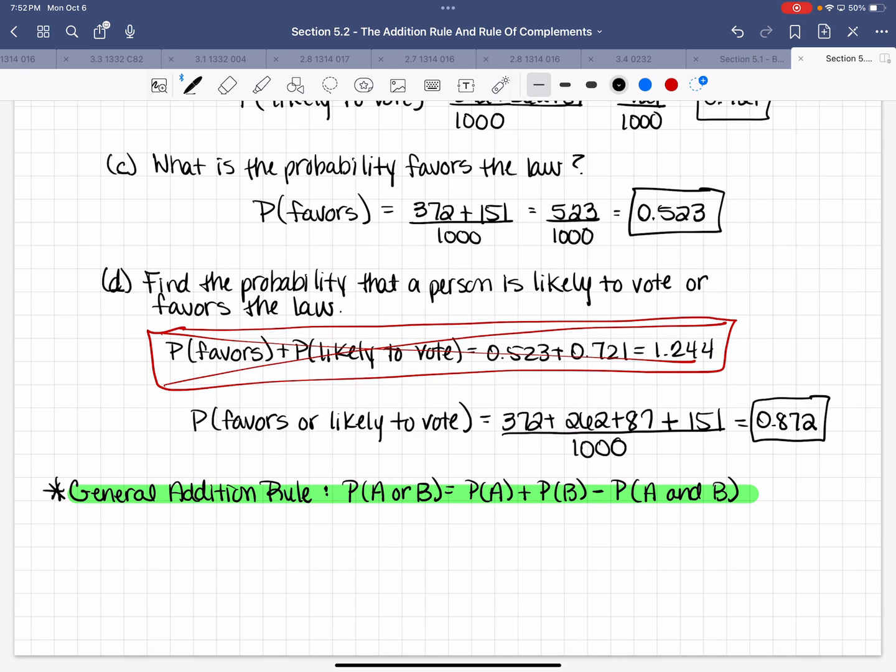Because what you have here is information that is not what we call mutually exclusive. Those 372 people fall into two categories. They're likely to vote and they're voting in favor. So you can't just add their probabilities together. You've got to look for those things there.